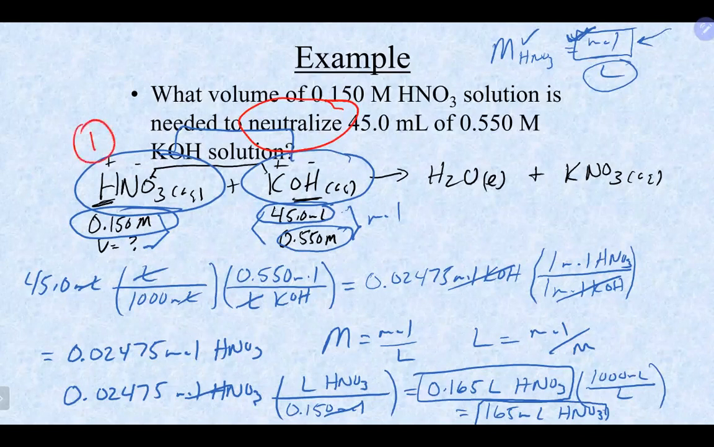Step number 1, balance the equation. Step number 2, convert to moles. Step number 3, mole to mole relationship. And step number 4 here, again, use the molarity at the end to get something else. Any questions on any of those steps there?